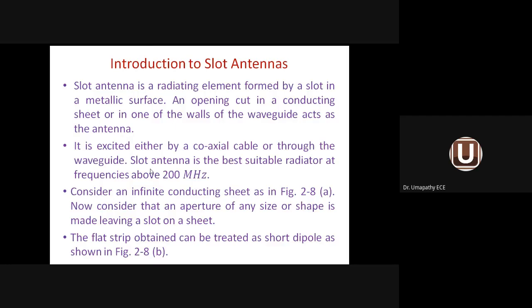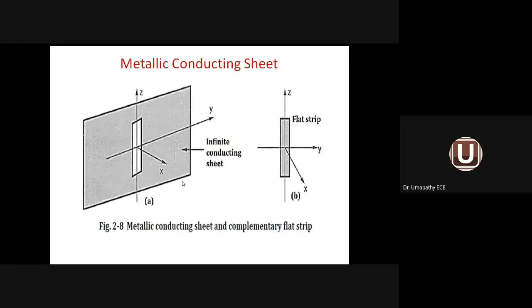I was also telling about the introduction of the slot antenna. The slot antenna is used for applications at frequencies greater than 200 megahertz. With the slot antenna, we get a slot on an infinite metallic conducting sheet. When I remove the flat strip, it acts as another antenna called the lambda by 2 dipole antenna. Both antennas are complementary to each other. When I combine them, what will happen? It will not act as an antenna; it will act as a metallic conducting sheet.